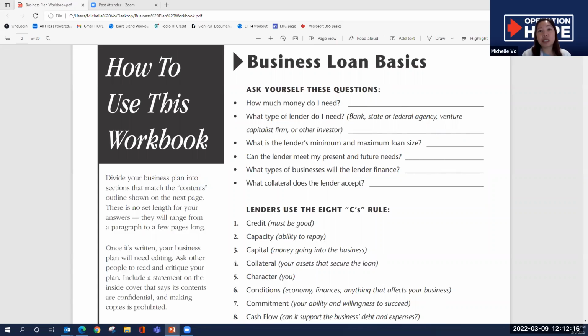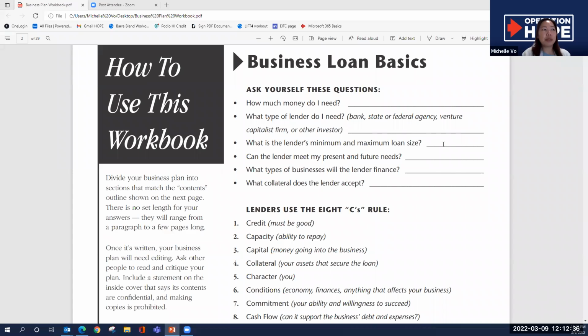That's very important. Different banks, state or federal agencies offer different types of lending. Meaning, if you're a startup, you might want to look for somebody that offers SBA loans or more of the startup loans. If you're an existing business, you can look for traditional lending, which is more like a bank, or other investors out there.